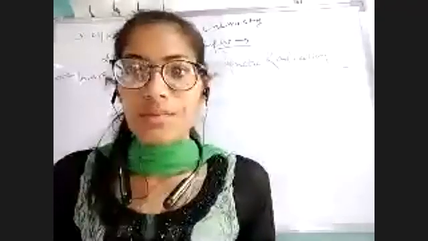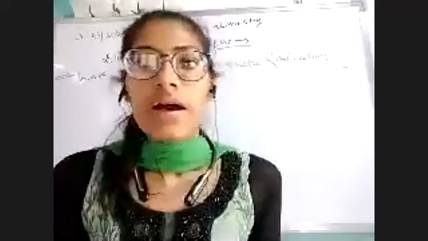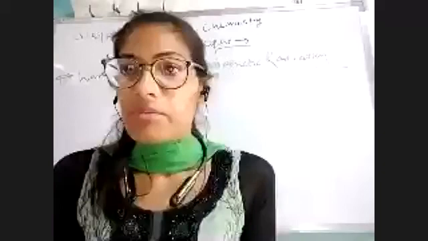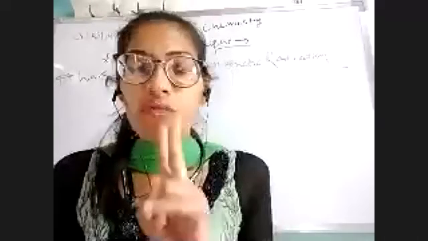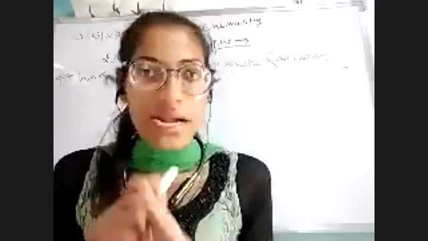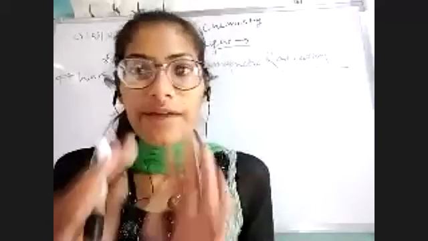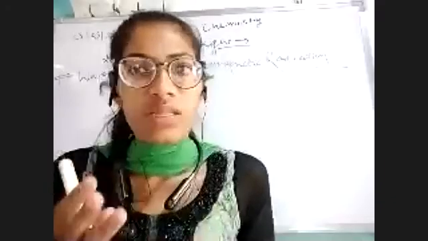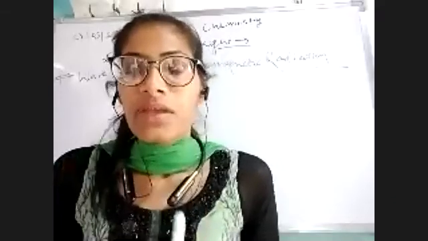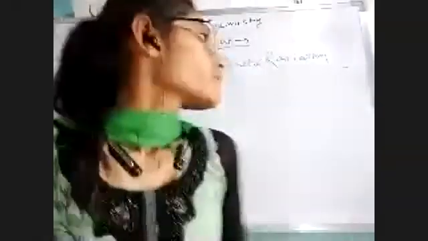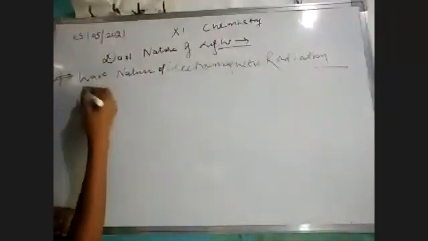Till now, we have studied the dual nature of light. That means our light is made up of two things. First one is particle nature. Second one is wave nature. About the wave nature, I have already told you the frequency, the wavelength, the electromagnetic spectrum. Now the second thing is the particle nature of light, which is very important.